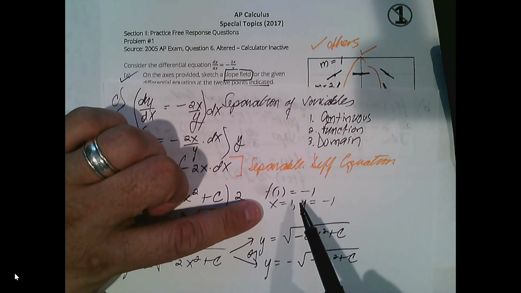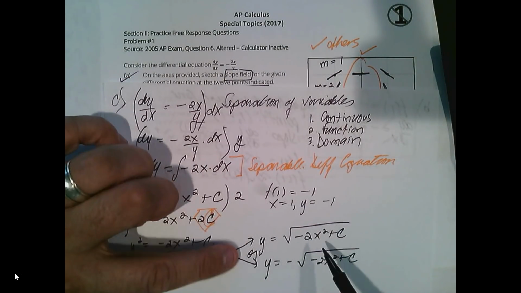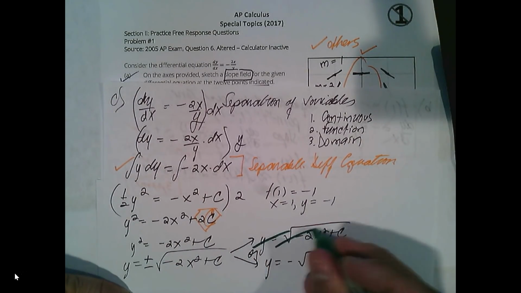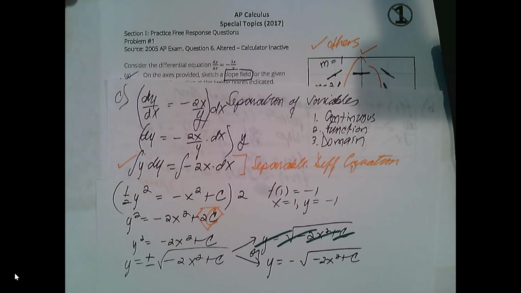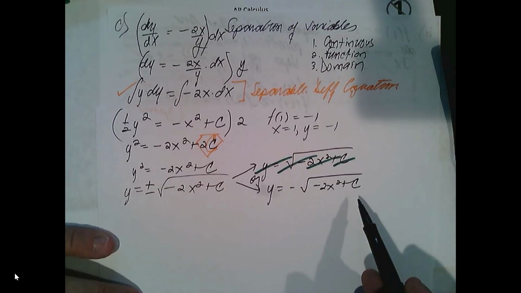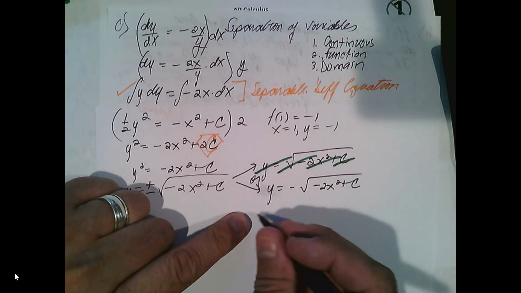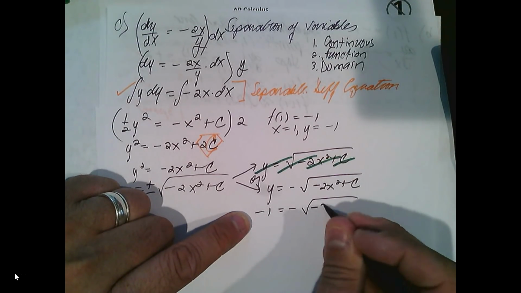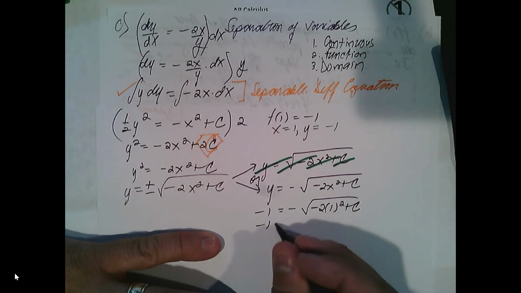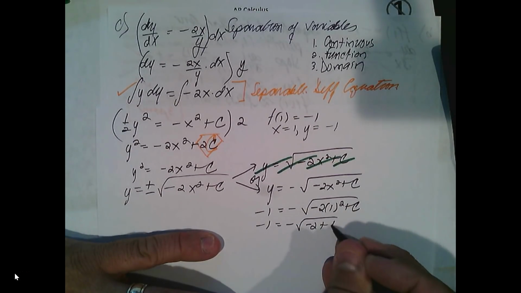We know that if x is equal to 1, y has to be equal to negative 1. Well, that's only going to happen with this bottom version. So I'm going to eliminate that choice. Now I'm actually going to use the initial condition to determine the value of c. We know that if x equals 1, y is negative 1. So that means negative 1 is the negative of the square root of negative 2 times 1 squared plus c.